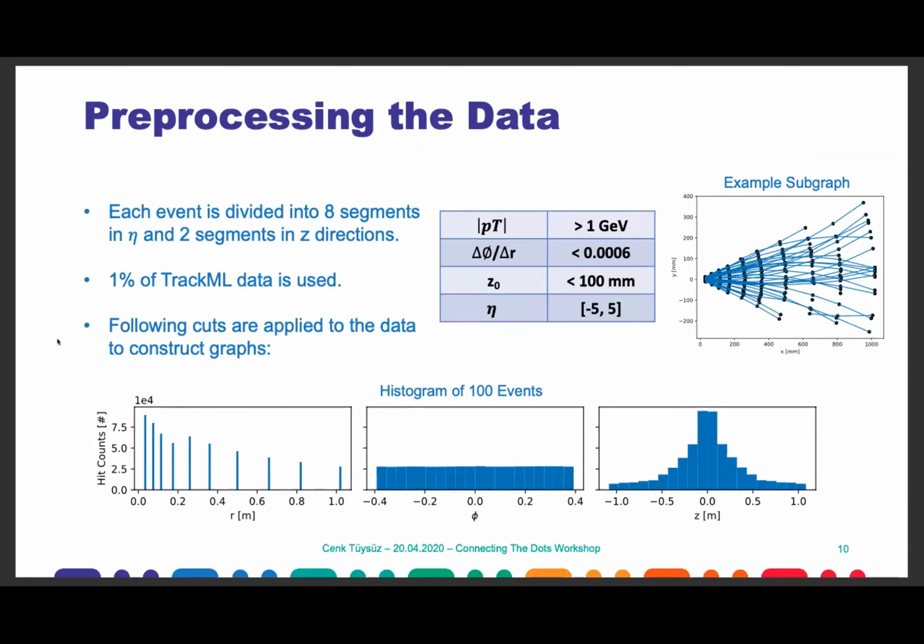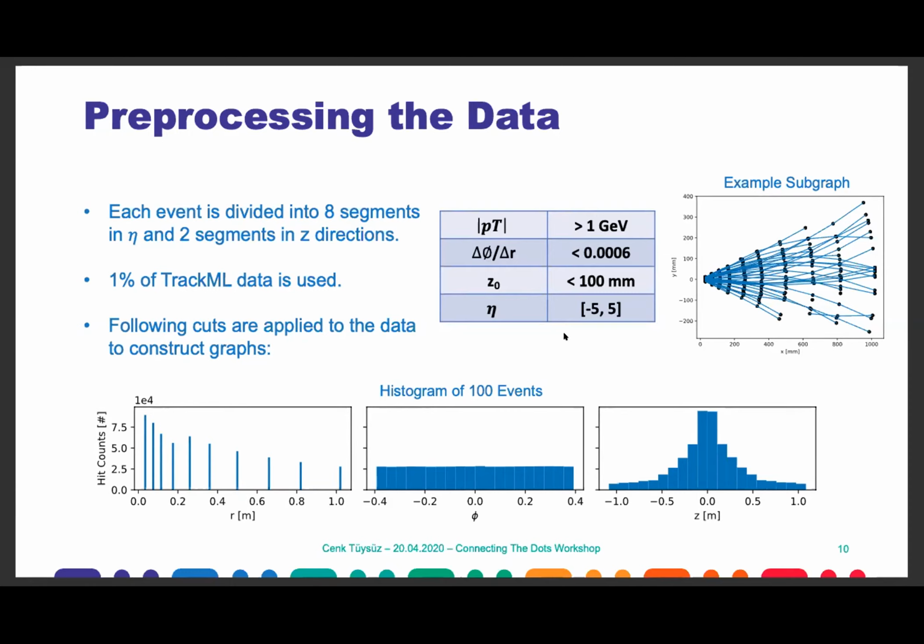Continuing with the preprocessing of the data, we use the TrackML datasets, and we apply very loose cuts to this data. And then we divide the data to create segments, 8 in eta and 2 in z direction, and to obtain a subgraph like this on the right.